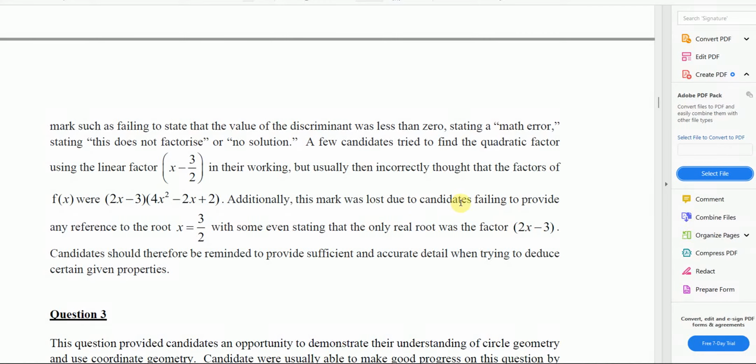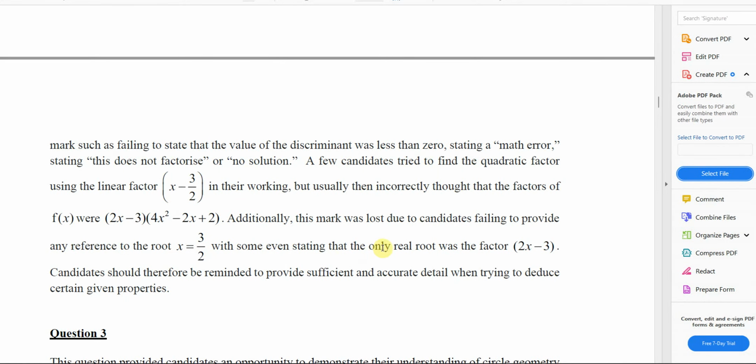Additionally, this mark was lost due to candidates failing to provide any reference to the root x equals 3 over 2, with some even stating that the only real root was a factor 2x minus 3. That is a factor, not a root. A root is what makes this 0, okay, which is 3 over 2. Candidates should therefore be reminded to provide sufficient and accurate detail when trying to deduce certain given properties.